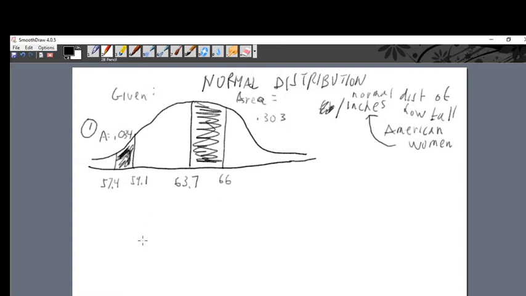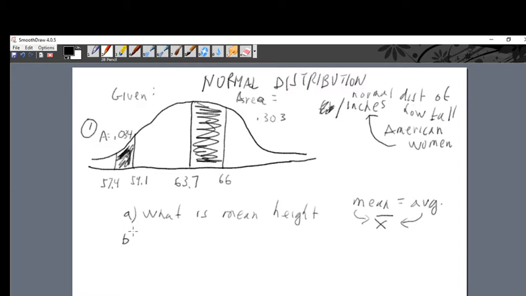Okay, now here's the question. A, what is the mean height? Now don't forget what mean means. Mean equals average. And don't forget that the symbol for mean is this. This is the symbol for mean or average. That's the one that this book prefers. There have been different ones in the past in different books, but that's ours for this book.